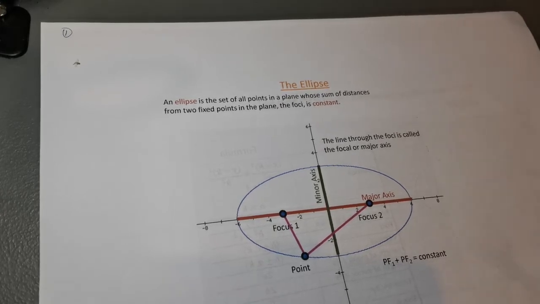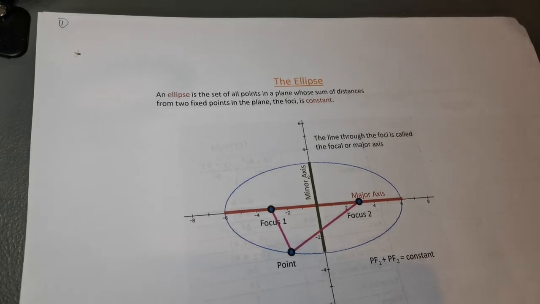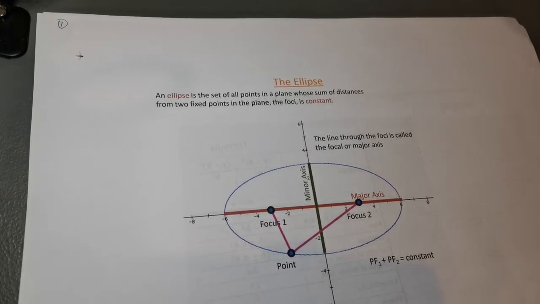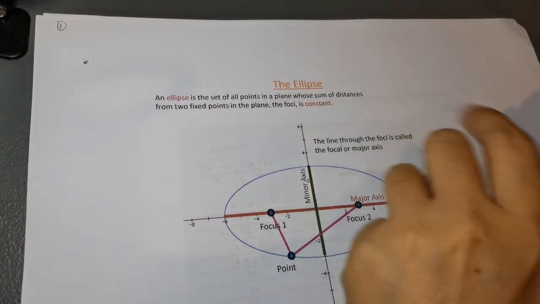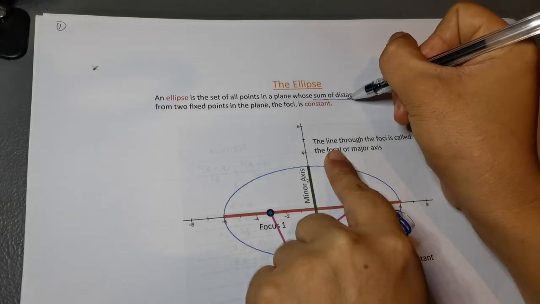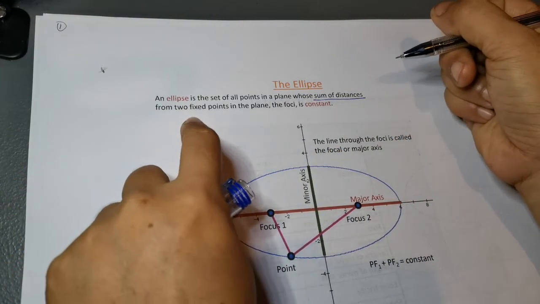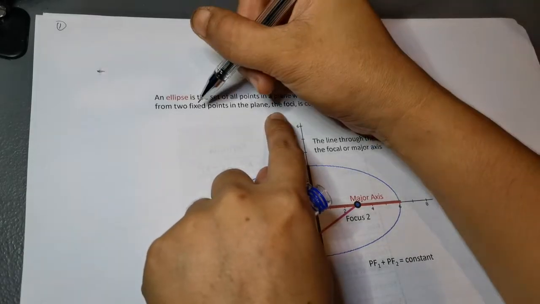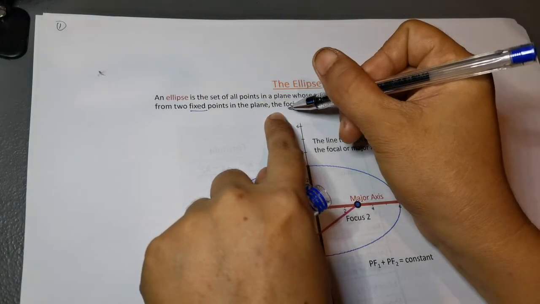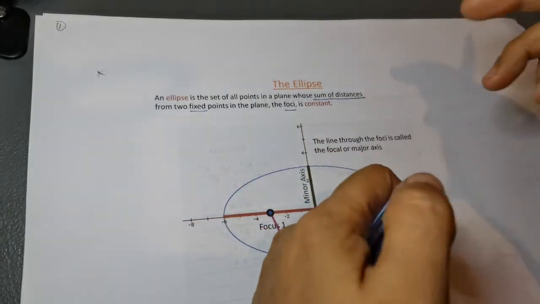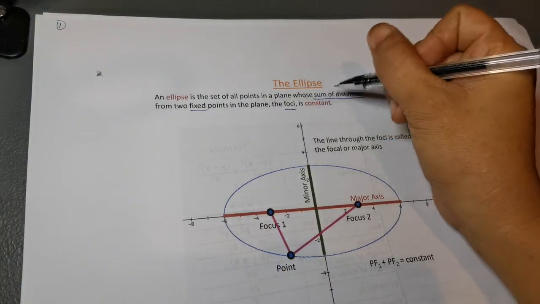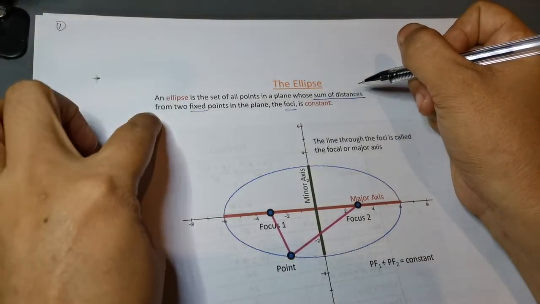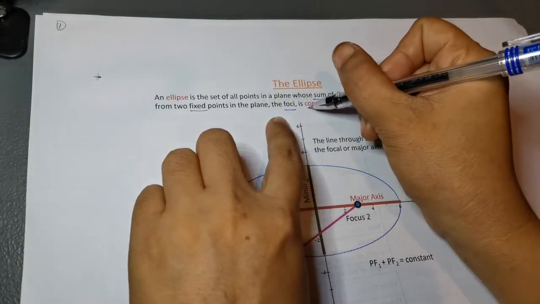Okay? So, ang una natin gagawin ay i-define natin ang ellipse. An ellipse is the set of all points in a plane whose sum, take note as sum, of distances from two fixed points in the plane. So, naka-fix siya. They are called the foci. Foci is the plural siya ng focus. So, dalawang focus. So, foci ang tawag doon. Yung sum daw ng distances from these two foci is constant.